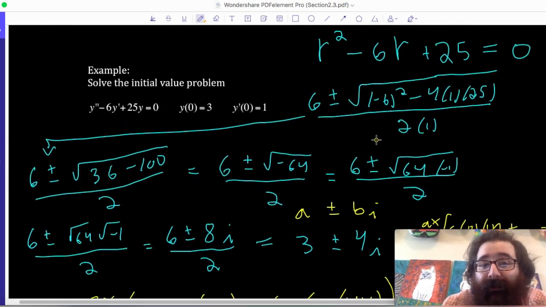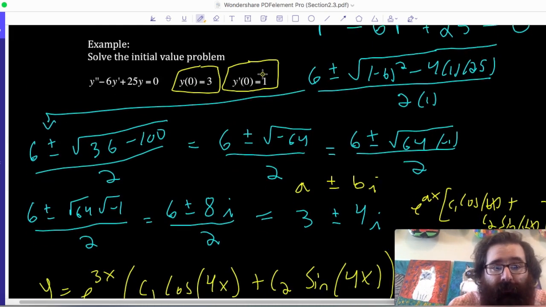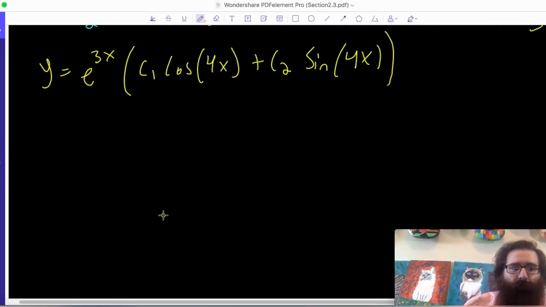And that's what I get for y. Now we're not going to stop at this general solution because we have these initial values to work with. So we can actually build a particular solution to the homogeneous. That means I'm going to need y prime. So let me find y prime. I'll leave some space underneath to work with.